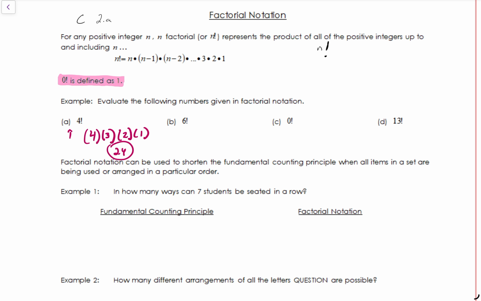Now, the next one I'm going to do is 6 factorial. Now, 6 factorial is 6, I'm going to start off, that's our starting place. And then you just decrease your integer by 1 until you get down to 1. Times 4, times 3, times 2, times 1. And when you do 6 times 5 times 4 times 3 times 2 times 1, it is 720. I encourage you to try to find the factorial button on your calculator.